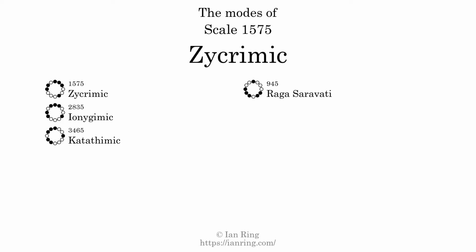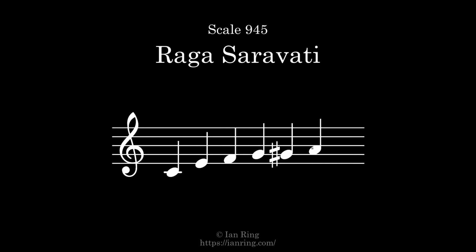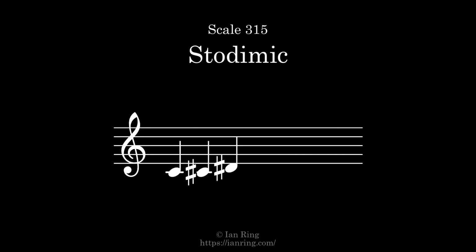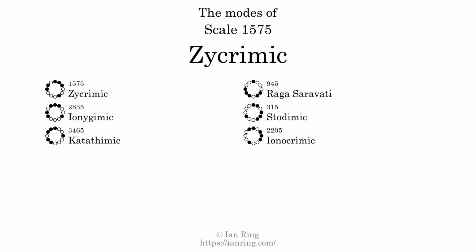The fourth mode is scale 945, also known as raga saravati. It sounds like this. The fifth mode is scale 315, also known as triads. It sounds like this. The sixth and last mode is scale 2205, also known as Zycrimic. It sounds like this.